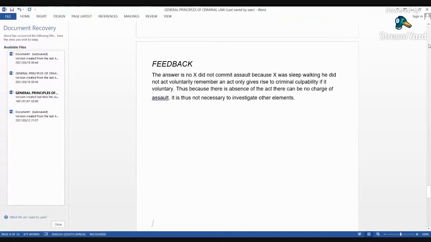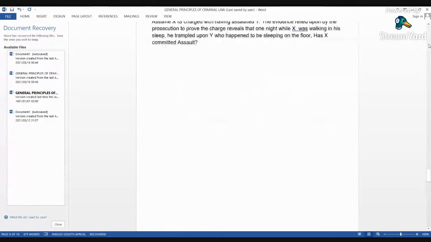Remember, an act only gives rise to criminal culpability if it is voluntary. Because there is an absence of the act, there can be no charge of assault. It is not necessary to investigate other elements. It just goes back to what we have been discussing throughout.